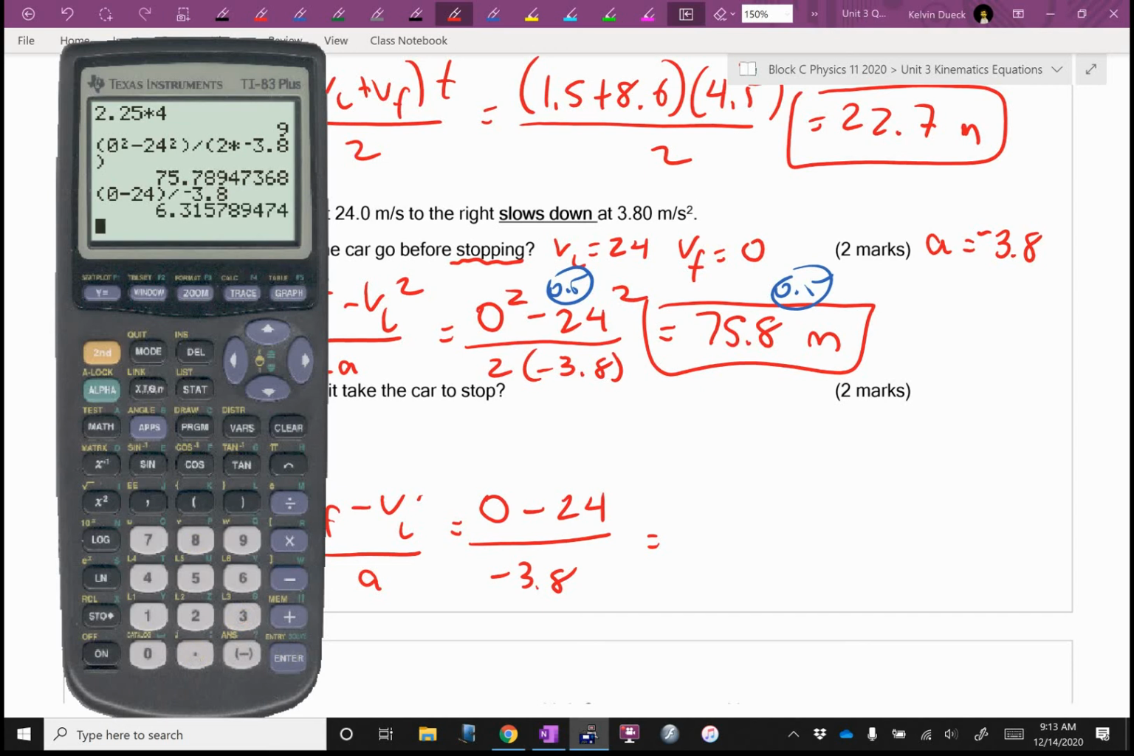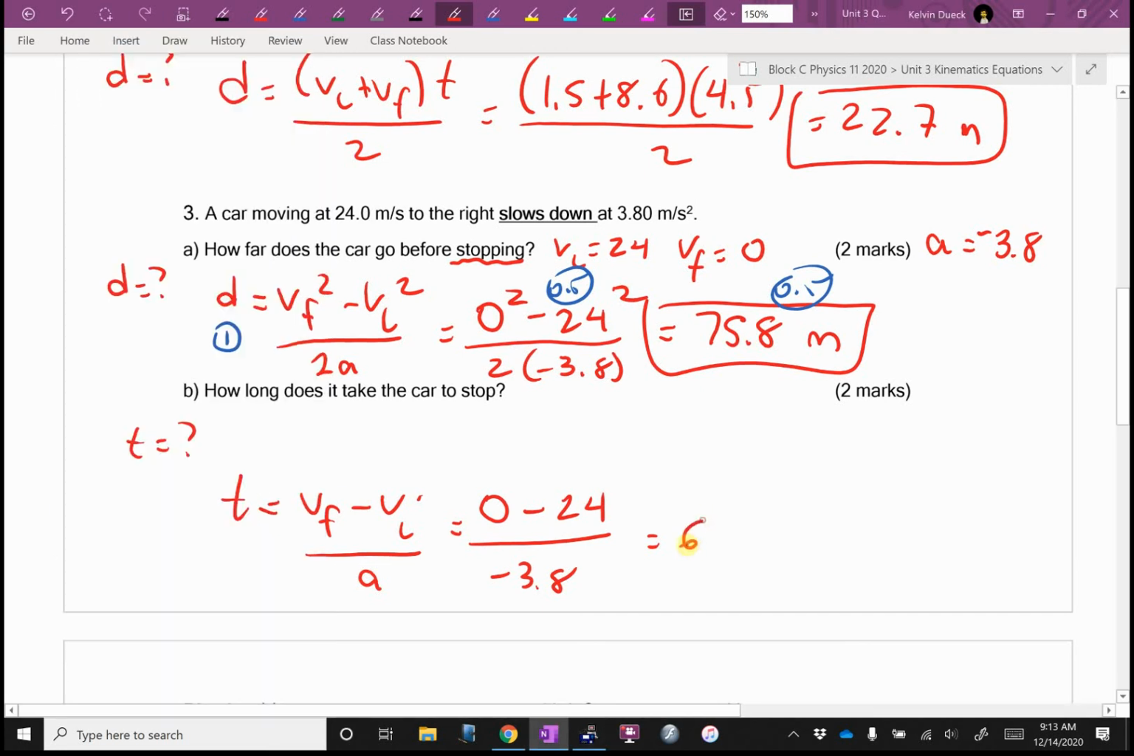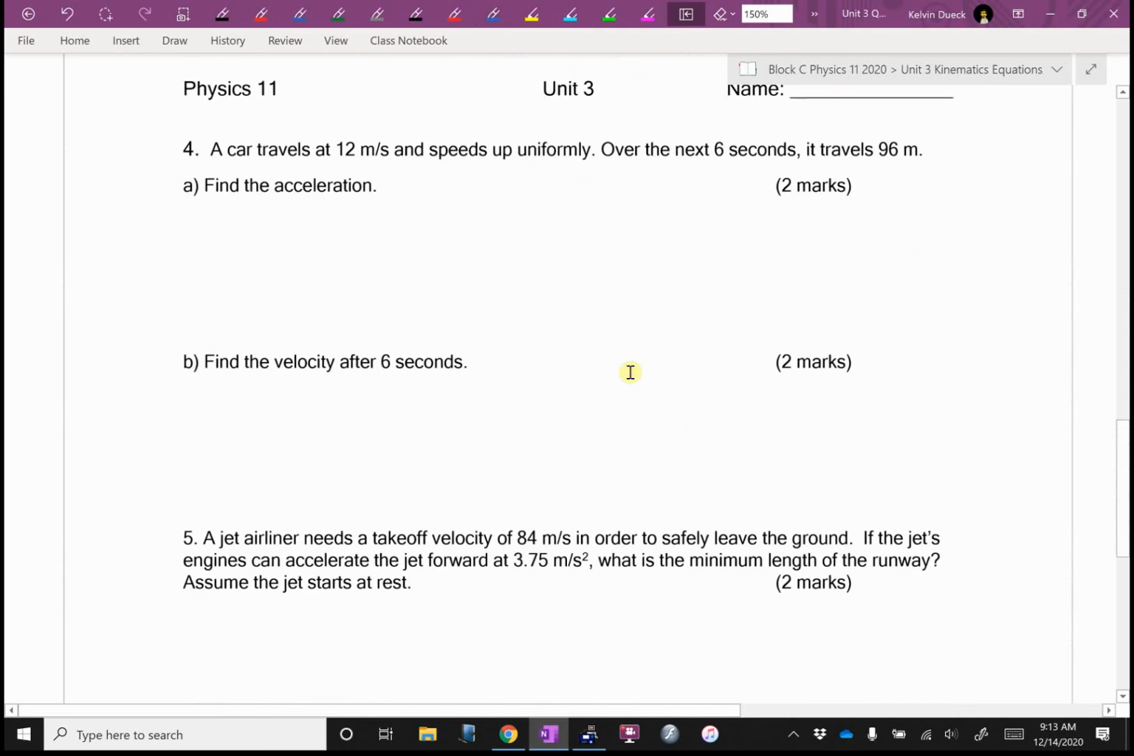6.32. 6.32. If you said 6.31, I would take a half off. Units, seconds. Turn the page, I guess. Find the acceleration, it says.